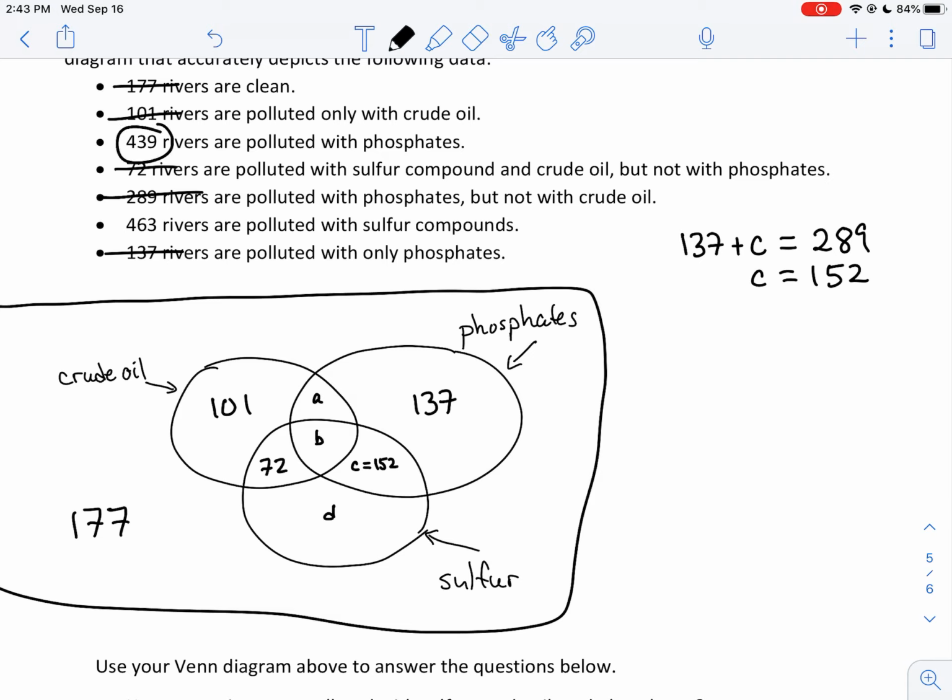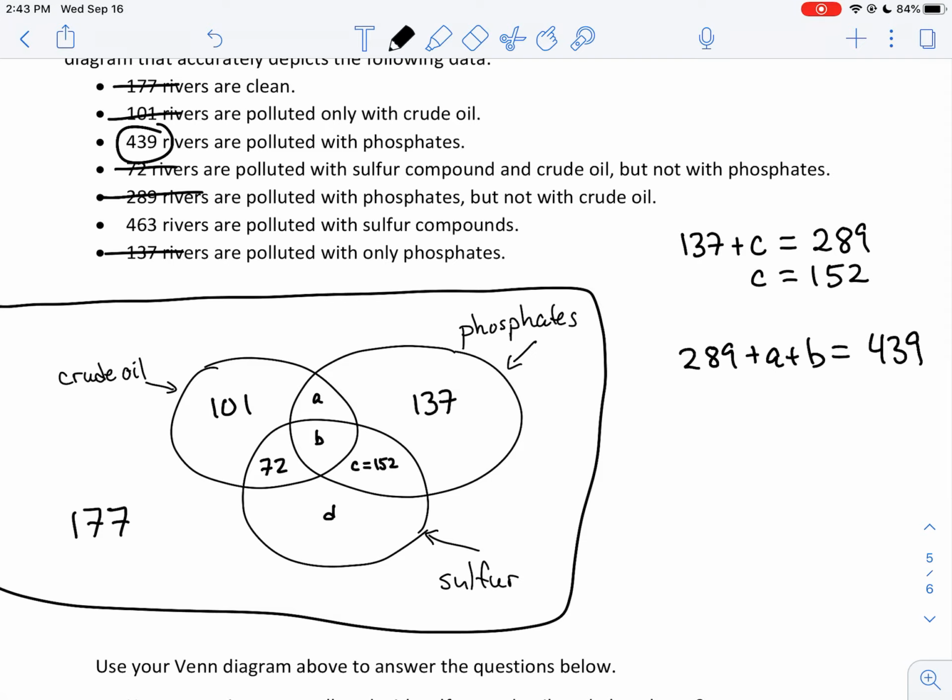Let's work with this 439 number. 439 rivers are polluted with phosphates, so that's going to be adding this number and those two numbers. That adds up to the phosphates. So I'm going to make an equation: 137 plus 152 gives us this 289 number. So that 289, which is this number and that number, plus A plus B has to be equal to this 439.